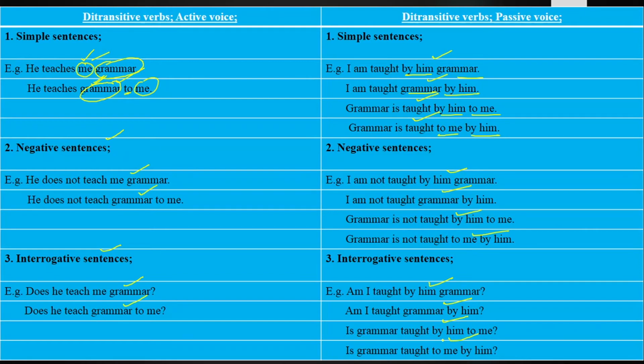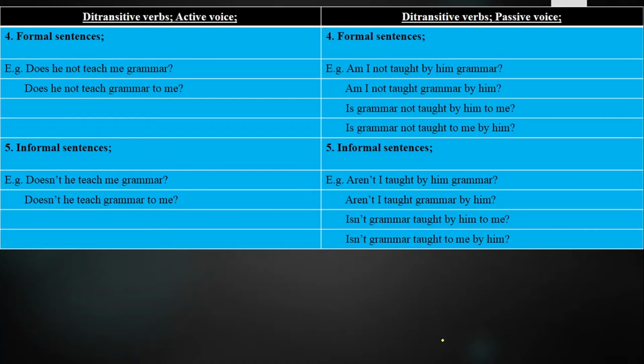Next we have got the negative interrogative sentences of present indefinite tense of ditransitive verbs from active voice into passive voice. Those sentences in which we ask a question, deny the statement, and we ask them in a polite way. Does he not teach me grammar? Does he not teach grammar to me? Am I not taught by him grammar? Am I not taught grammar by him? Is grammar not taught by him to me? Is grammar not taught to me by him?